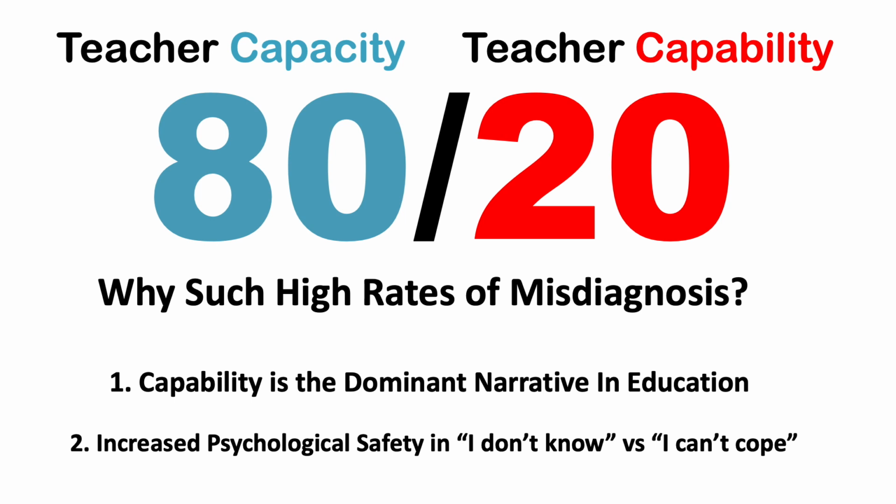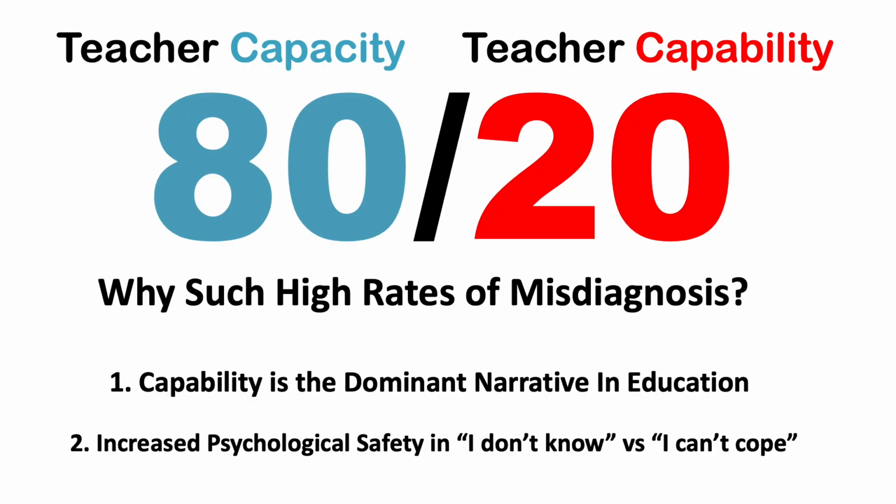Why on earth would this happen? It happens for two understandable reasons. Firstly, capability, the idea of improving through knowledge and training, that's the dominant narrative in education. So we kind of see everything through that lens. The second reason is when we ask teachers what's going wrong, from a psychological safety perspective, it's safer for them to say, I don't know, or I need more training. It's less safe for them to say, I'm not coping. And so there's two different reasons why I think we're skewed towards the capability problem, when in actual fact, the majority of the time, we'd suggest it's a capacity problem.